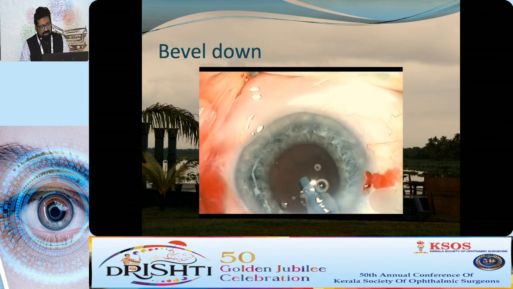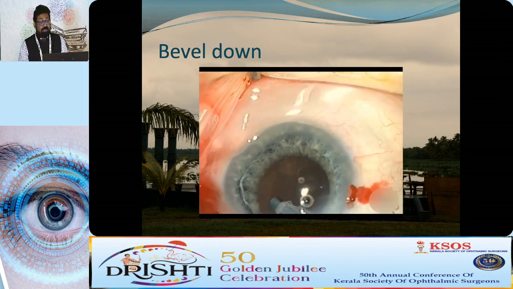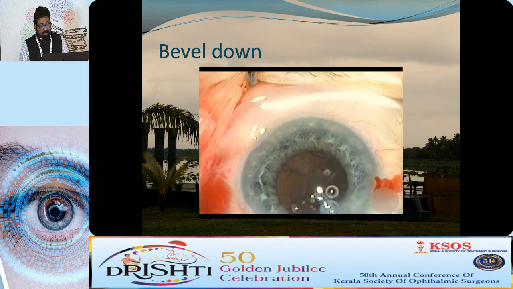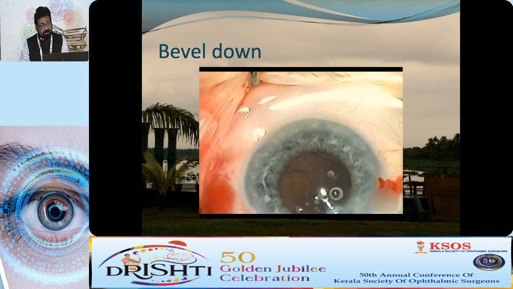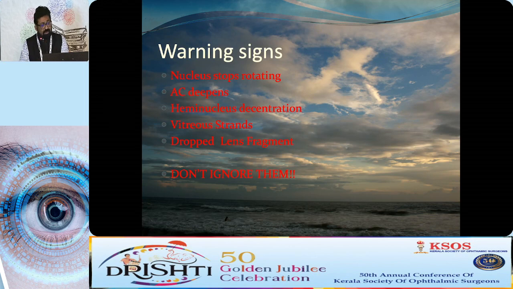Okay, again underestimation, overestimation of the hardness of the cataract, and then you end up in a rent. So what are the warning signs? So first of all, we should try and, instead of dealing with the dropped nucleus, you should look at the warning signs. And one of the major signs is when the nucleus stops rotating during the cataract surgery. It's a very important sign.